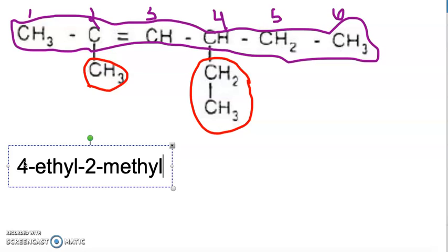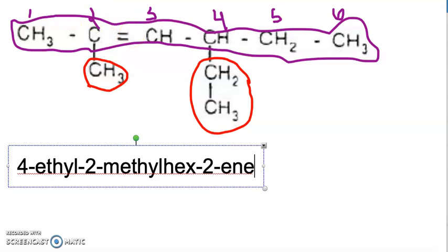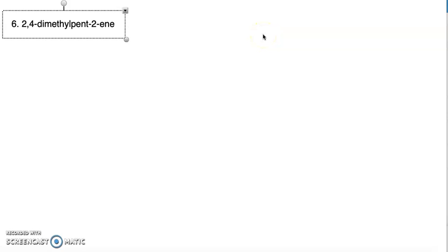Now I get my root. I have 6 carbons in my main chain, so hex. Ending, we have that double bond right here after carbon 2, so 2-ene.